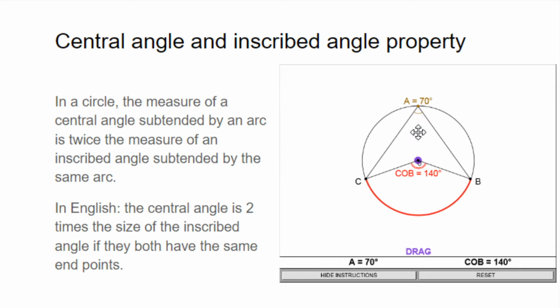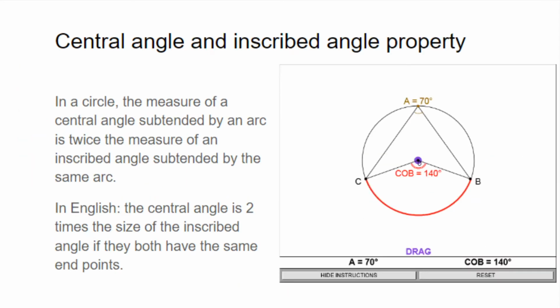All these properties are very confusing, or written in what I consider to be fairly technical language. So I put an "in English" section for all of them. The central angle is 2 times the size of the inscribed angle if they both have the same endpoints. So this angle is twice as big as this angle if they both have the same endpoints. That's how I like to think about it.